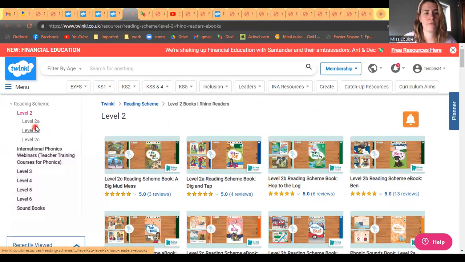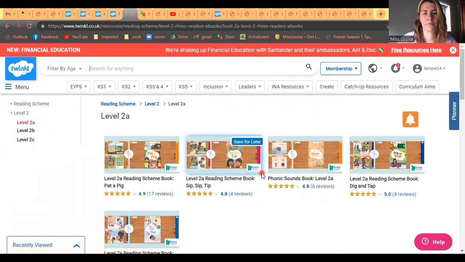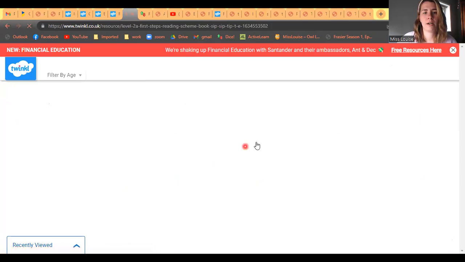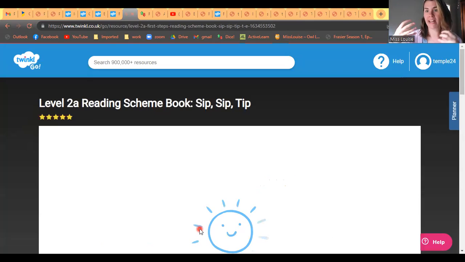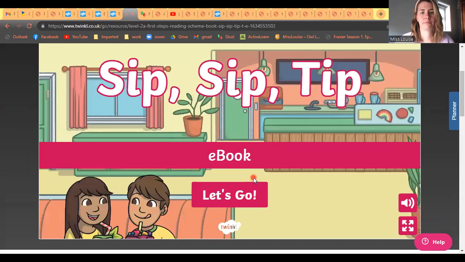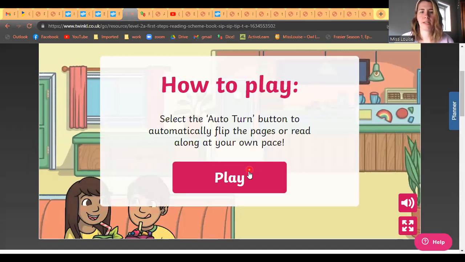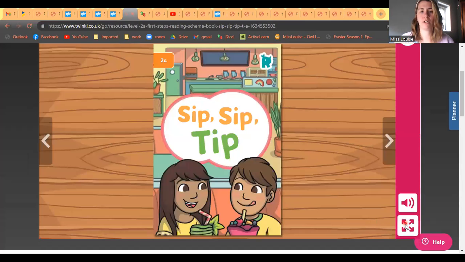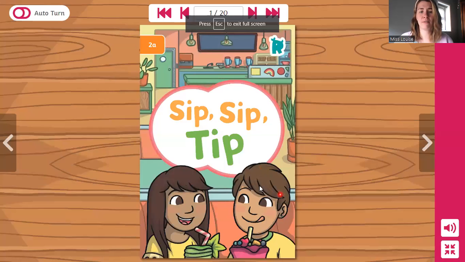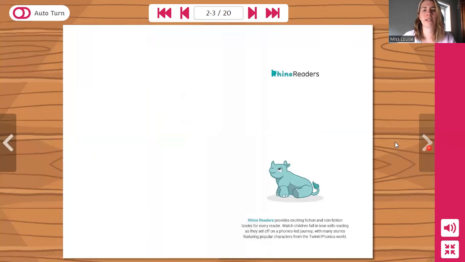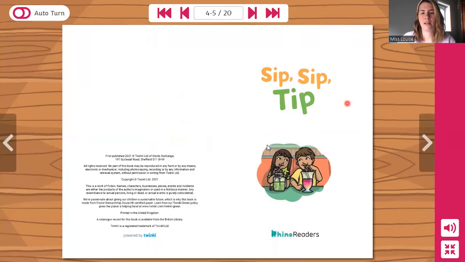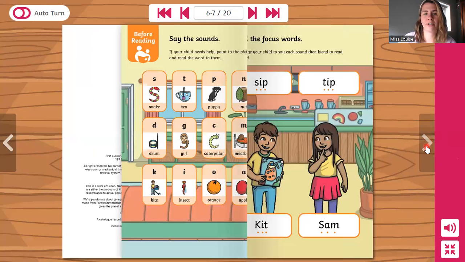If we start off with 2A, for example, these will have the SATPIN sounds. So S, A, T, P, I, and N. There will be all those sounds put together to make a word. So sit, tip. So you've got a lovely, again, colourful book. You've got the same characters, so they'll say, oh, it's Kit and Sam again. Oh, lovely. So we know the character. So they have a sort of an awareness of the characters.